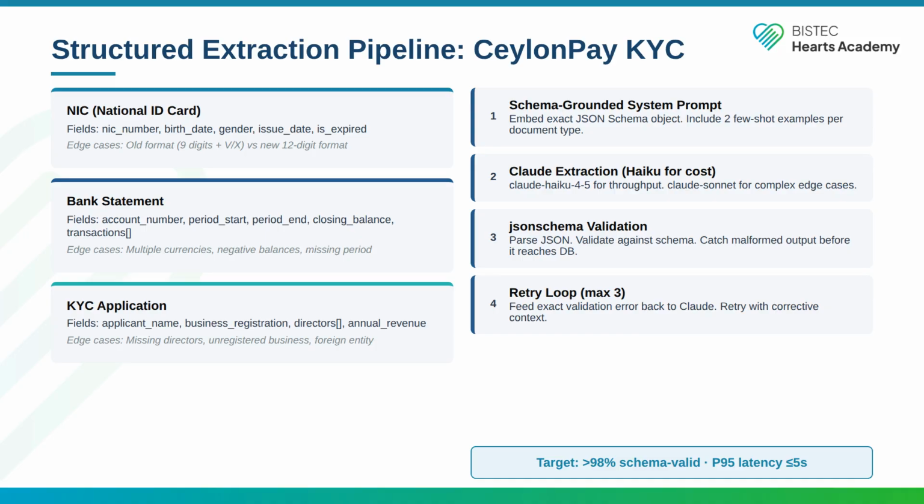For cost optimization, use Claude Haiku 4.5 as the default model for extraction. It's significantly cheaper at high volume. Add a confidence threshold. If the extracted output contains more than 2 null fields where values were expected, rerun with Claude Sonnet for better edge case handling. This gives you Haiku economics on the majority of documents while maintaining Sonnet quality where it matters.